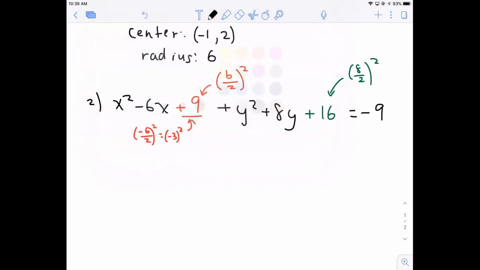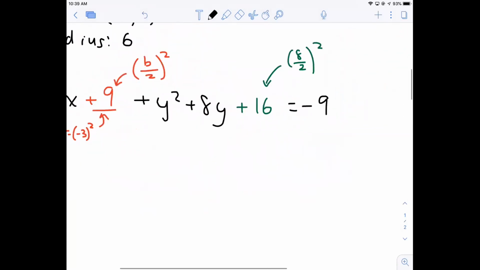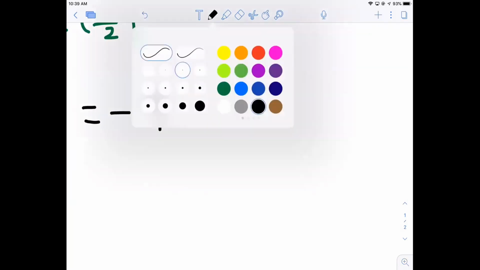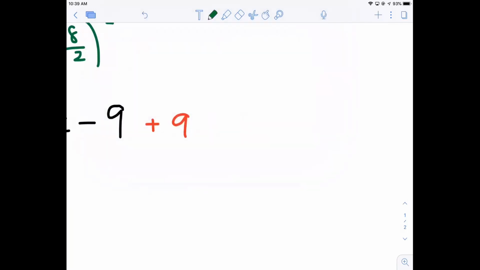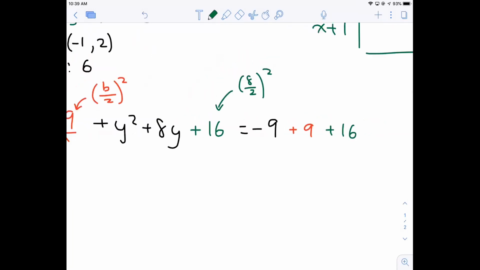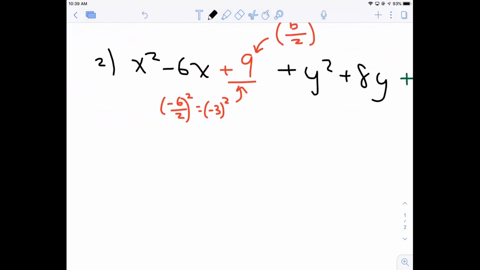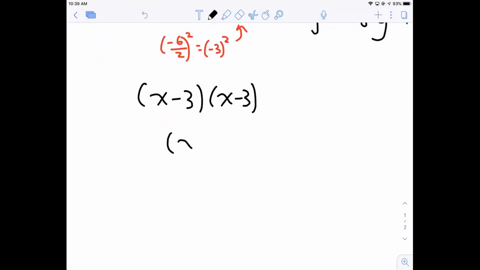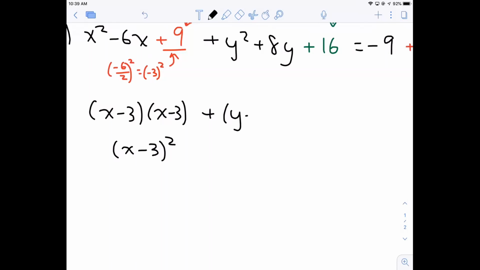But of course, we cannot just add these numbers to one side of the equation. We can't just add a 9 and a 16 to the left side. If we add 9 and 16 to the left side, we need to add 9 and 16 to the right side. So I also need to add a 9 here, and also a plus 16. Overall, I added 25 to the left, so I add 25 to the right. Now let's take a look. X squared minus 6x plus 9, doesn't that factor to x minus 3 times x minus 3? We made a perfect square trinomial, so that's x minus 3 squared. For the y's, that will be y plus 4 times y plus 4.